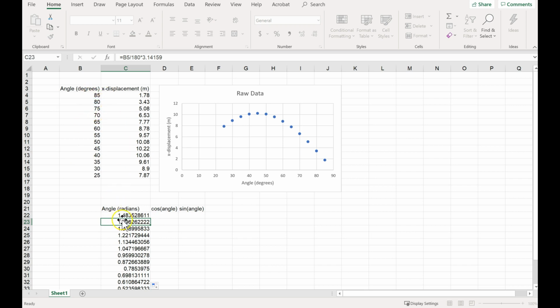Let me hit escape and then double click right here. This formula is using 75 degrees. This formula is using 70. When you copy down to the cells below, the cell reference moves down too. That's why it's so great to click on the 85 instead of actually typing out 85.